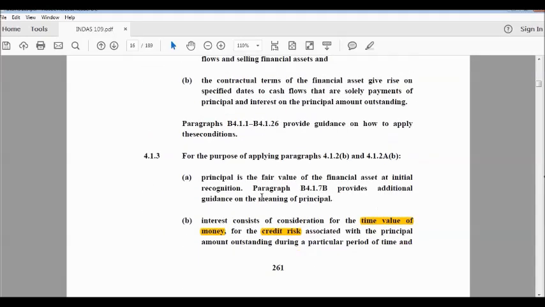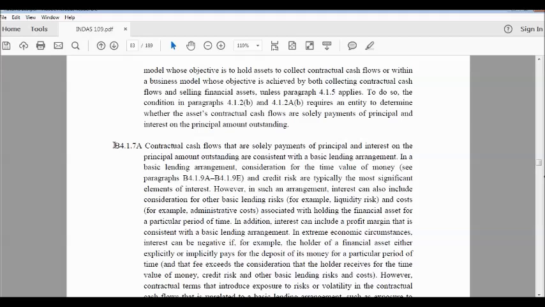So paragraph number B4.1.7a additionally gives you the guidance on when you can say your cash flow is solely payment of principal and interest. So contractual cash flows that are solely payment of principal and interest on the principal amount outstanding are consistent with a basic lending agreement.